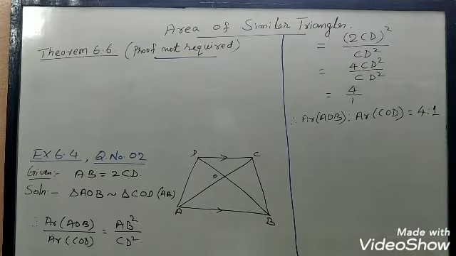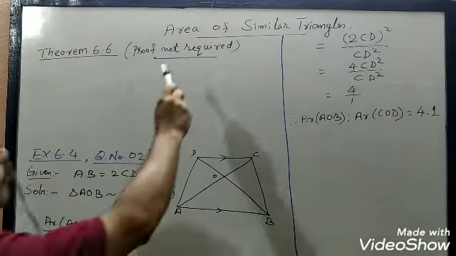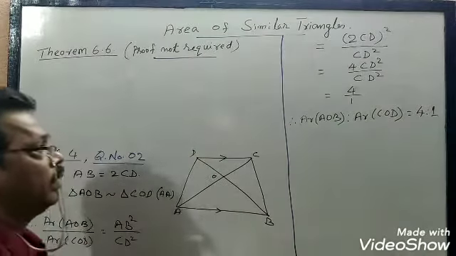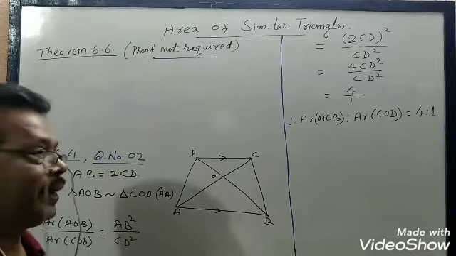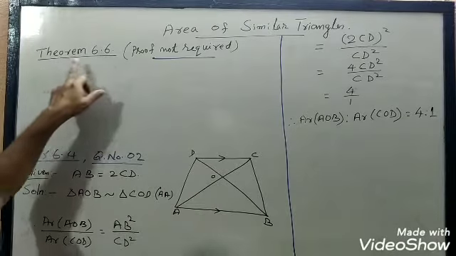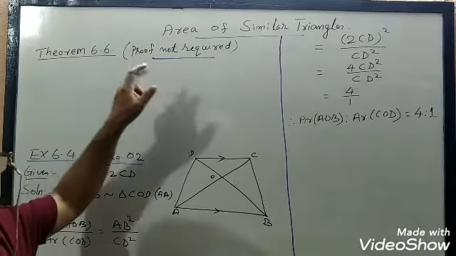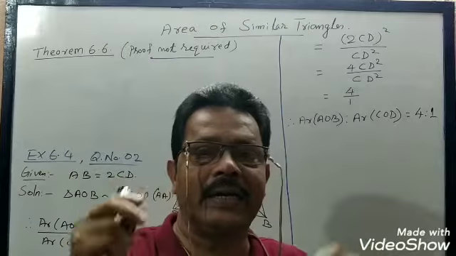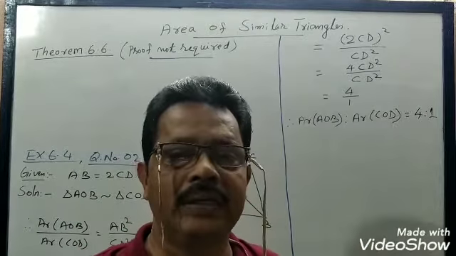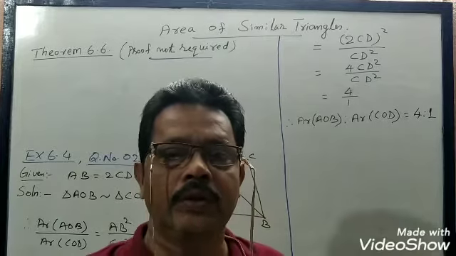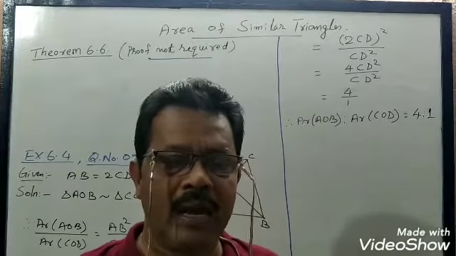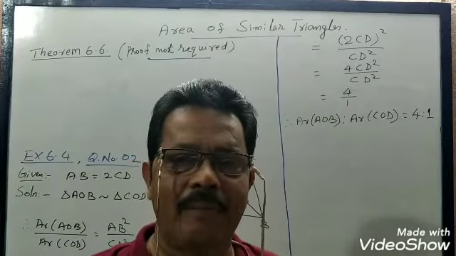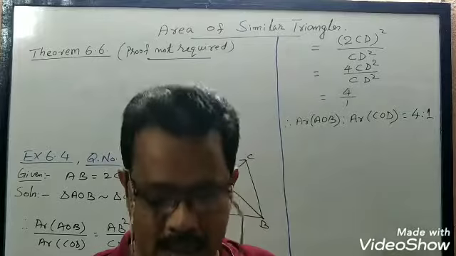We will study the next topic, area of similar triangles. In this topic, we will study theorem 6.6, but its proof is not required. The proof is deleted from the syllabus for this academic year. So I am not going to prove this. I will only state the theorem because the application of the theorem can be asked.